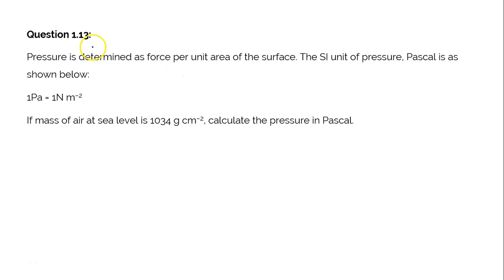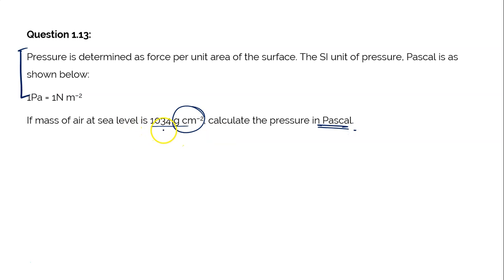Question number 1.13 says pressure is determined as force per unit area of the surface. This is the definition of pressure. The SI unit of pressure is Pascal. It is equal to 1 Newton per meter square. 1 Pascal is equal to 1 Newton per meter square. This is like the description. Now the question is, if the mass of air at sea level is 1034 grams per cc, look at this, grams per cc, calculate the pressure in pascals.